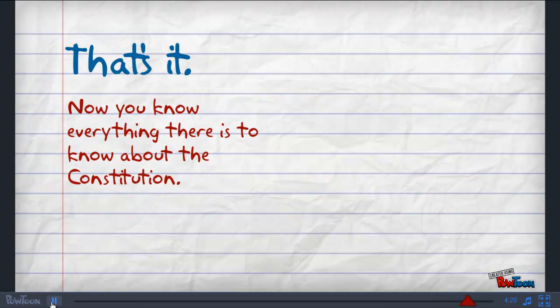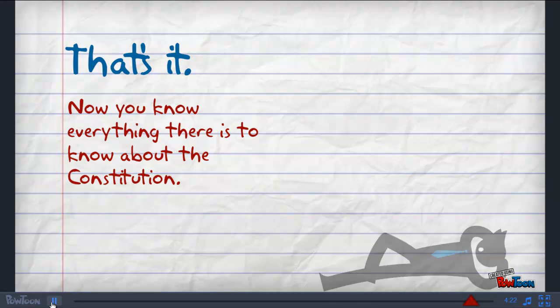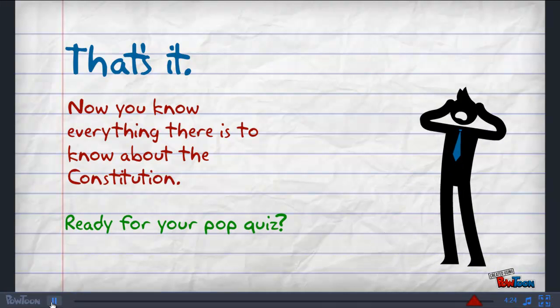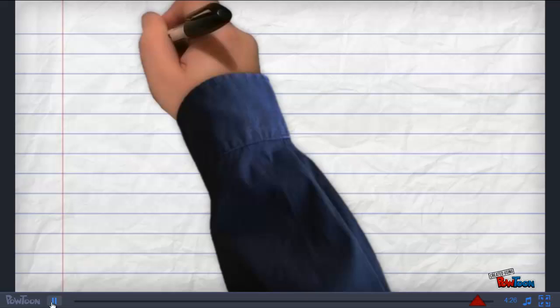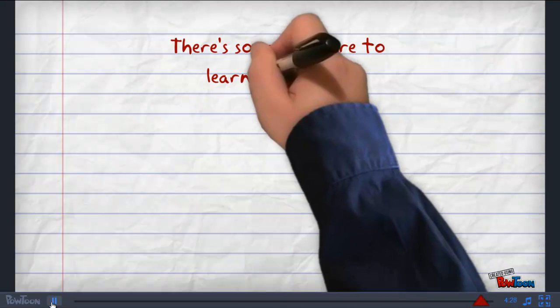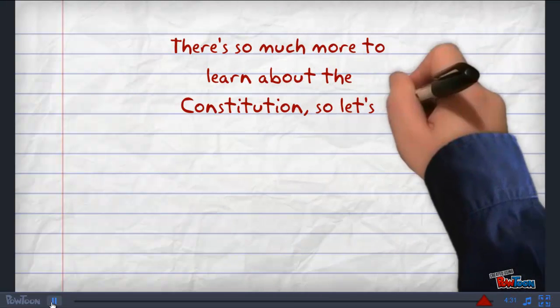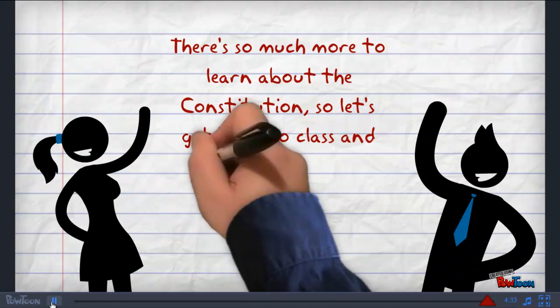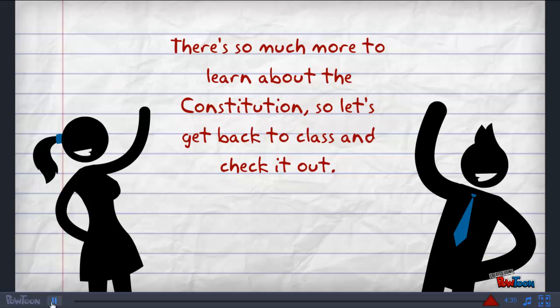That's it. Now you know everything there is to know about the Constitution. So are you ready for your pop quiz? Just kidding. There's so much more to learn about the Constitution. So let's go ahead and get back to class and check it all out.